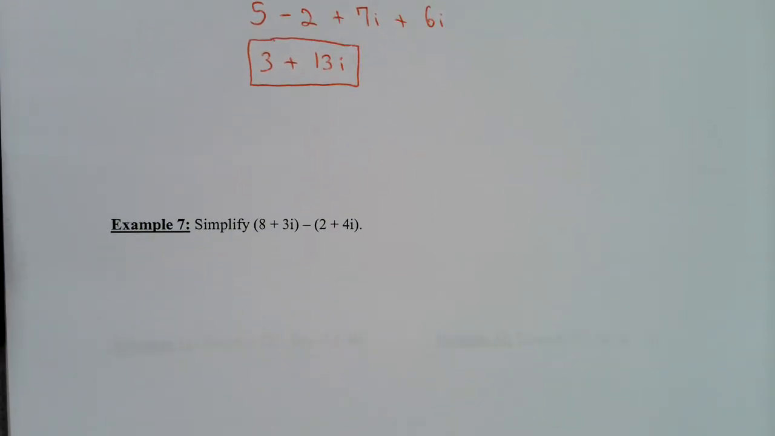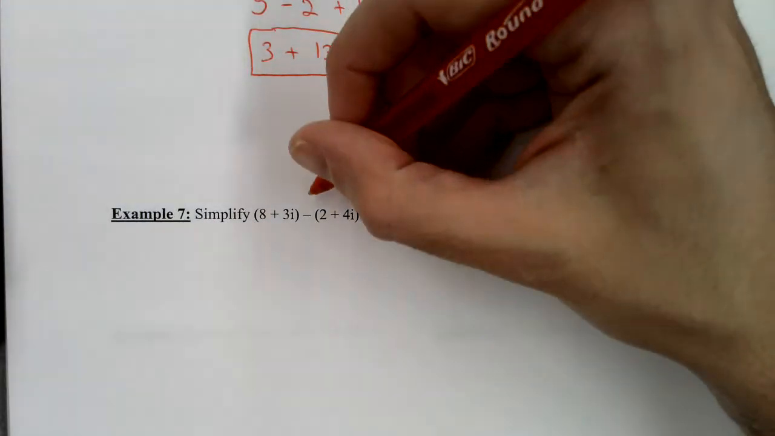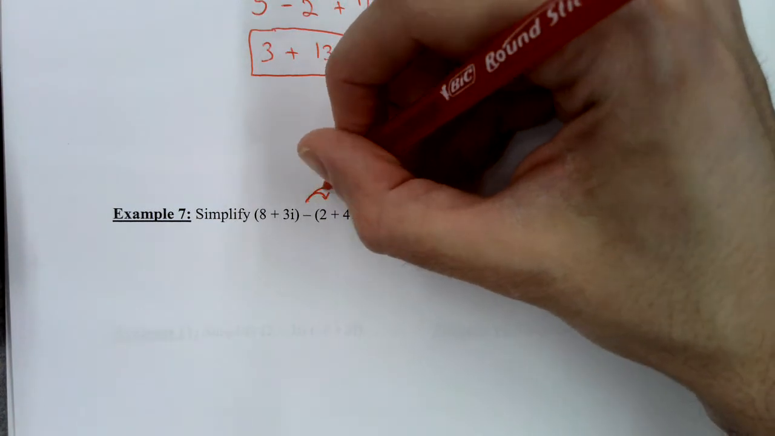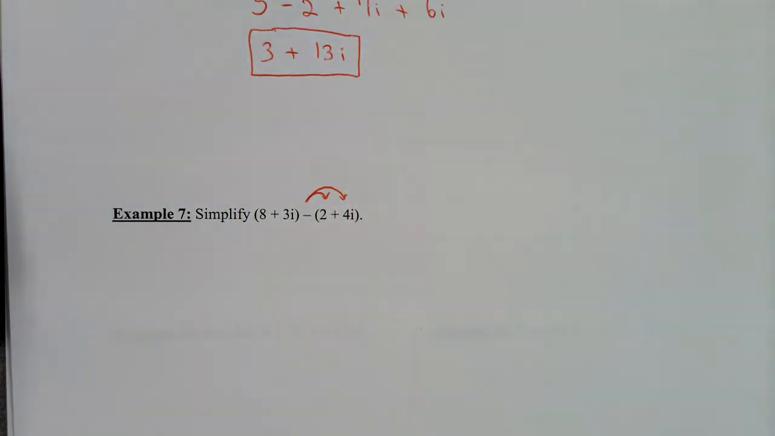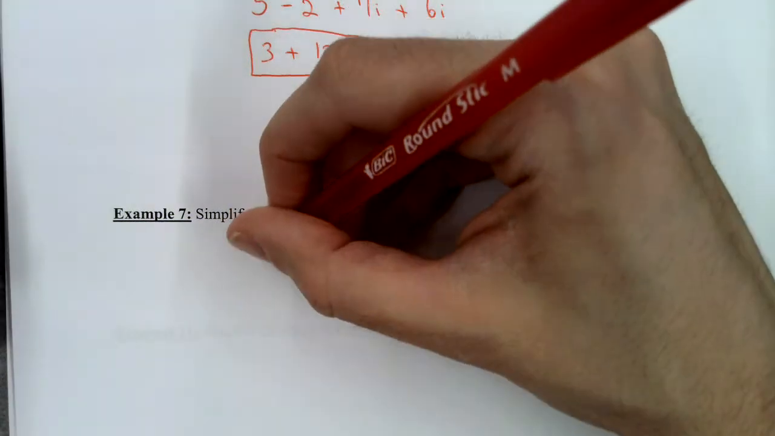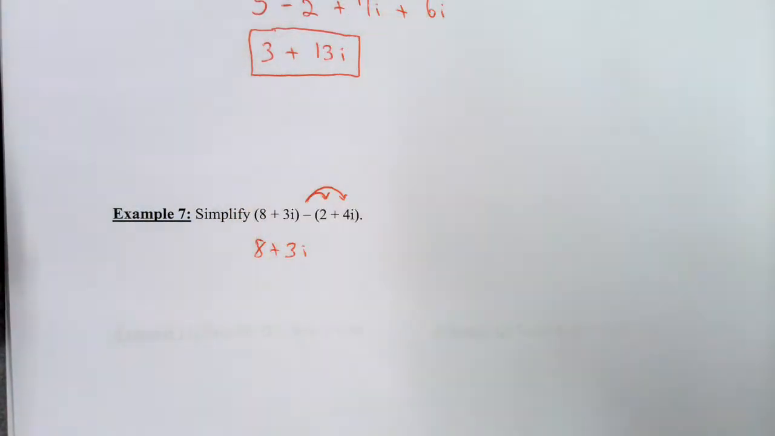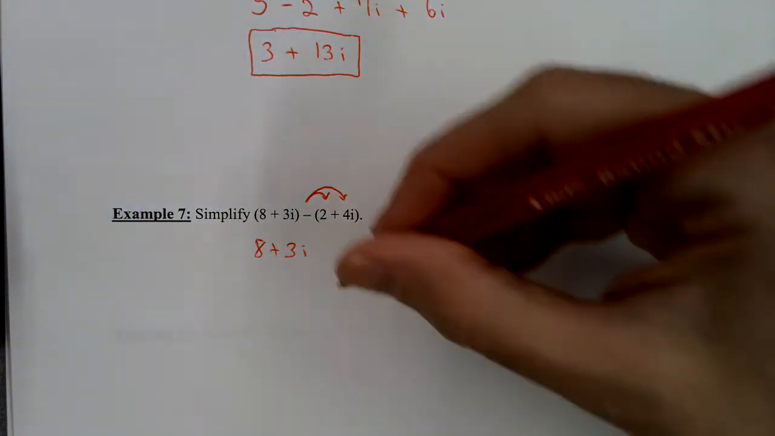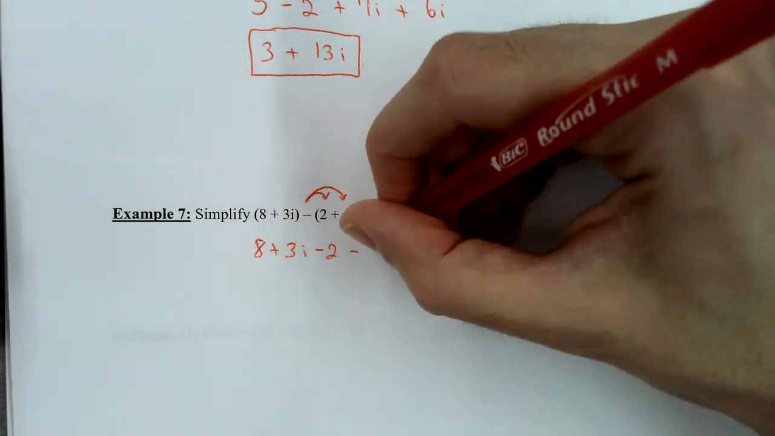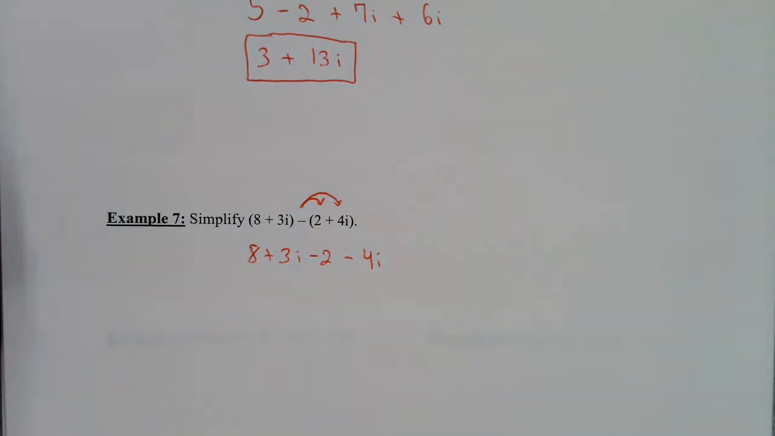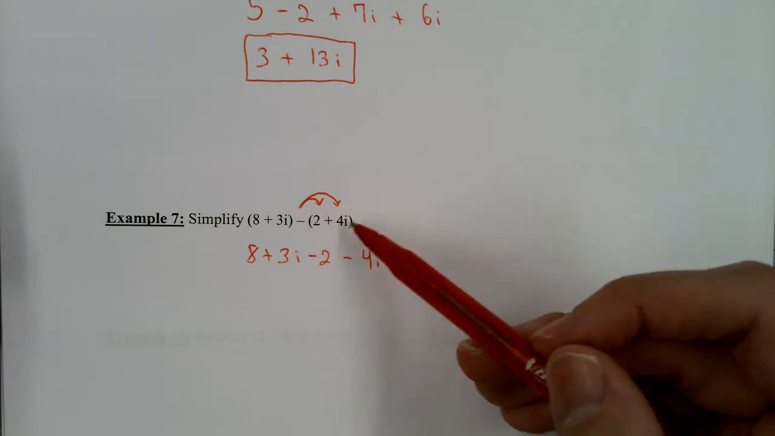Same thing for number 7, but this time it's subtraction, so you have to distribute the negative sign. Okay? So this is going to be 8 plus 3i minus 2 minus 4i. You're distributing the negative sign. You're subtracting the 2 and the 4i.